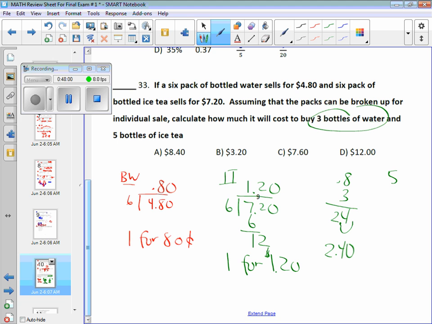5 bottles of iced tea at $1.20, which you can do 1.2. 5 times 2 is? 5 times 1 plus 1. And 6.0 is really $6. Still not there yet, but we're close. And then you add your $6 to $2.40, and you get $8.40.